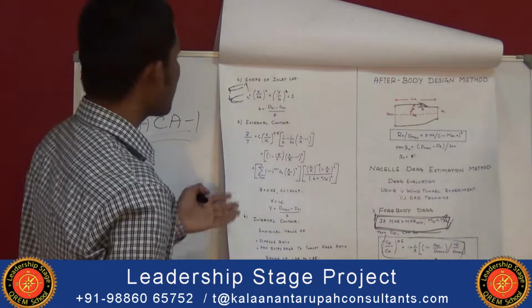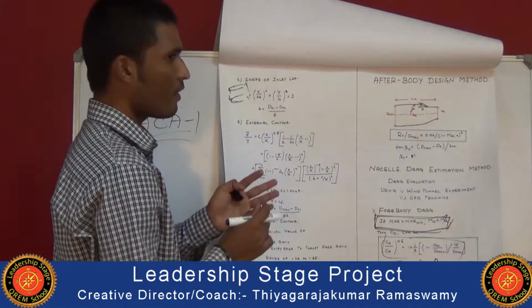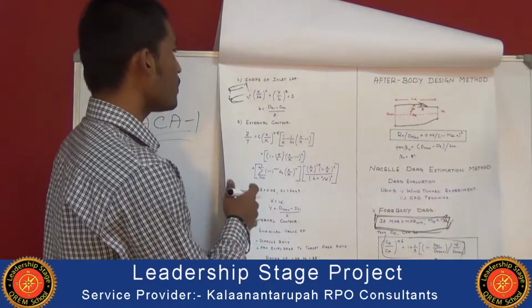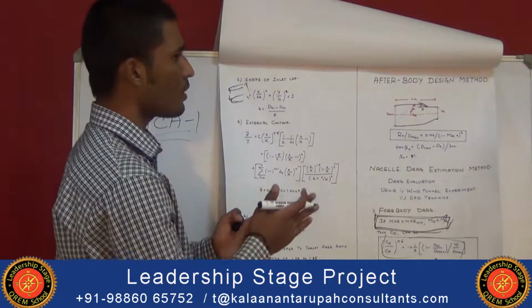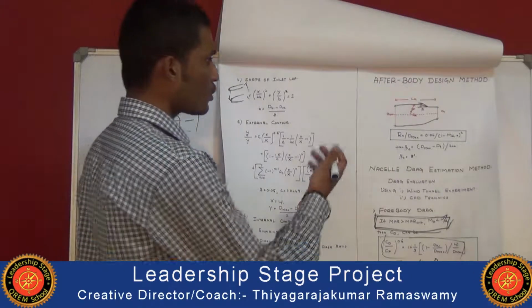Once we have calculated the shape of the inlet lip, the external contour and the internal contour, we are going to assume the forebody design. Once finishing the forebody design, we are going for the afterbody design method. Afterbody is nothing but the exhaust of the nacelle structure, that is the exhaust nozzle section.